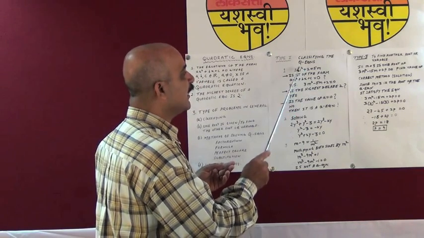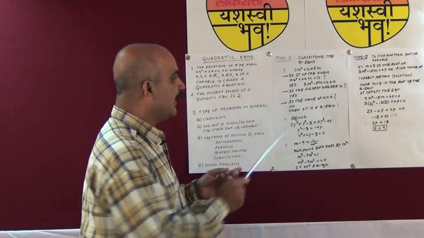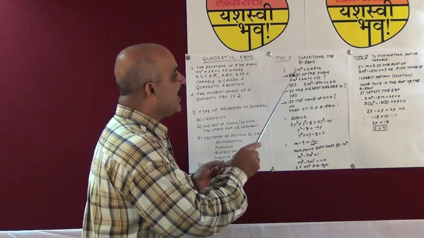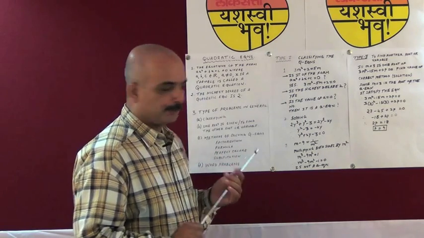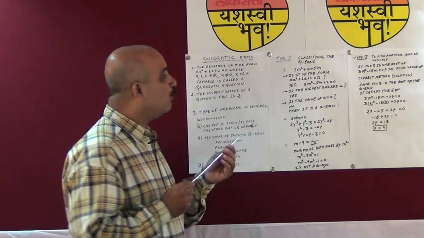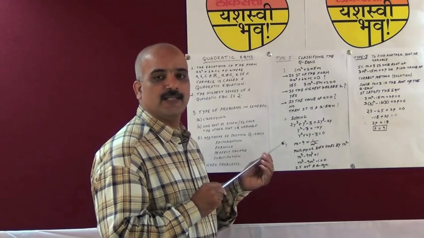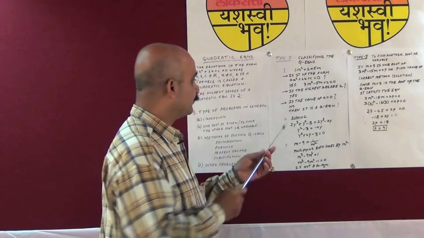Secondly, the highest degree should always be 2. Thirdly, the value of a should not be 0. Now let us solve one more of the same type just to clear some doubts in case you have.